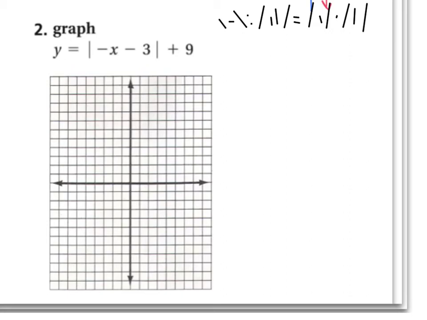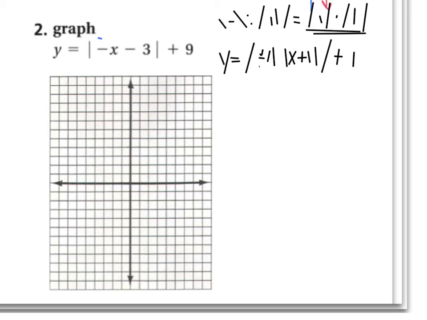I do not want -1 out in front of my x inside the absolute value. So what I need to do is factor out a -1. So I have y equals the absolute value of -1 times positive x plus 3, and then plus 9. So on the inside, I factored out a -1.